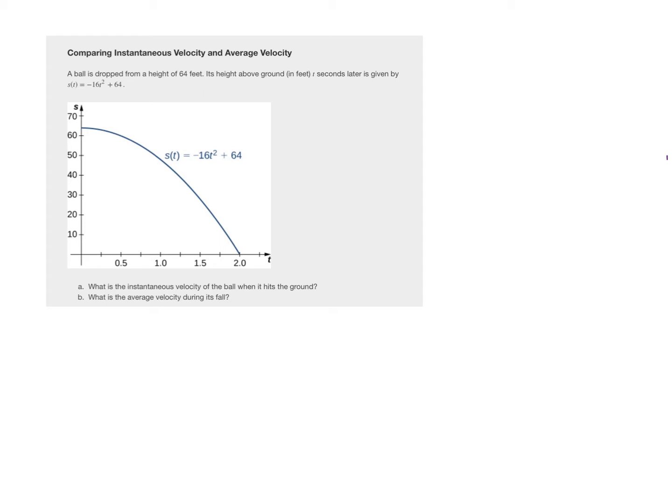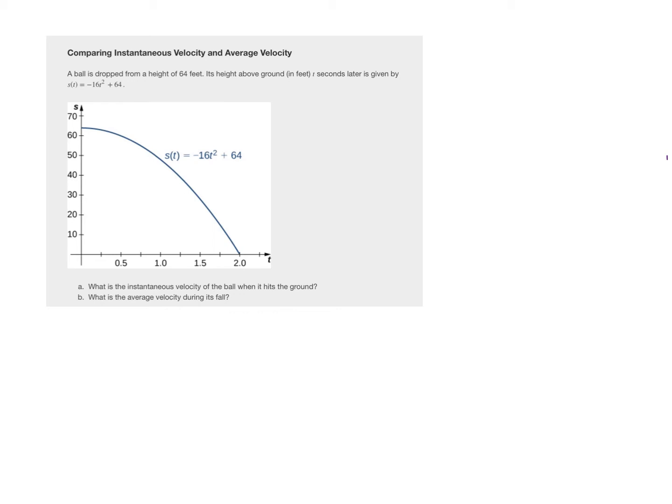So this problem says a ball is dropped from a height of 64 feet. Its height above the ground in feet, t seconds later, is given by s of t equals negative 16 t squared plus 64. And this problem asks us to find the instantaneous velocity of the ball when it hits the ground, and also to find the average velocity during its fall. I actually want to look at problem B first. So B asks us to find the average velocity during the fall.